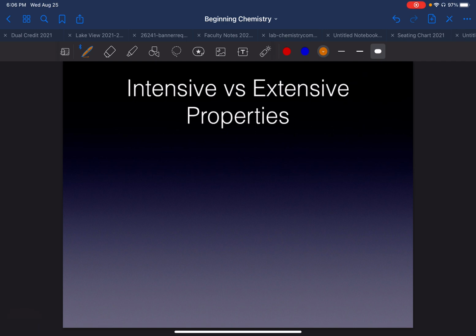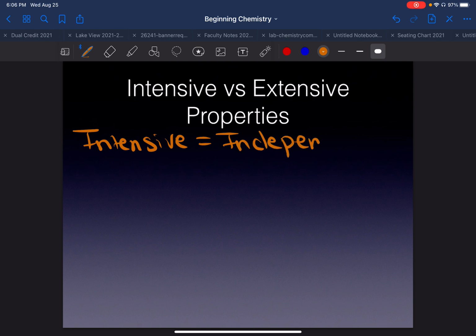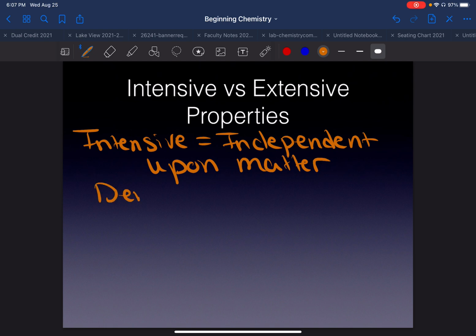Intensive, extensive properties. Intensive are independent upon the matter. And this is going to be density. This is going to be color. This is going to be your melting point.